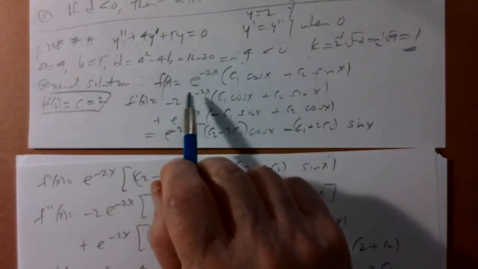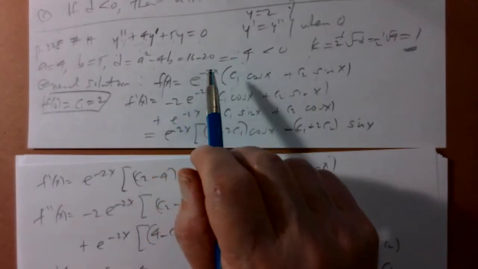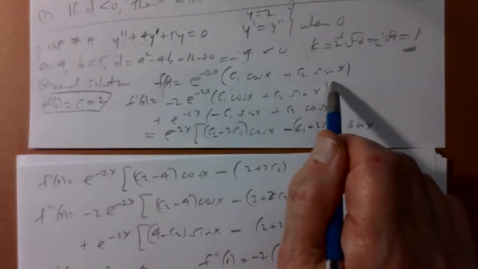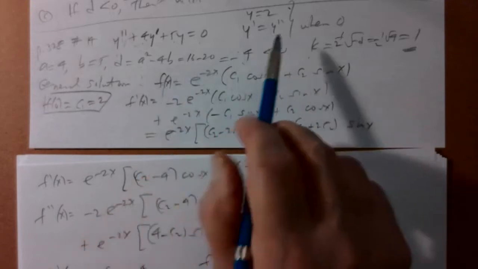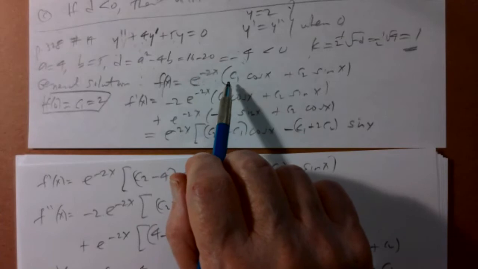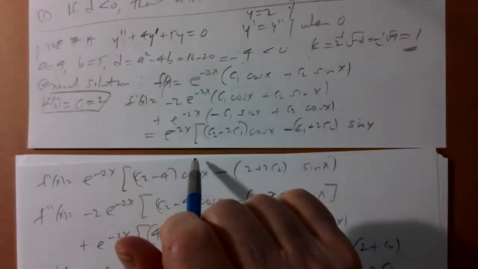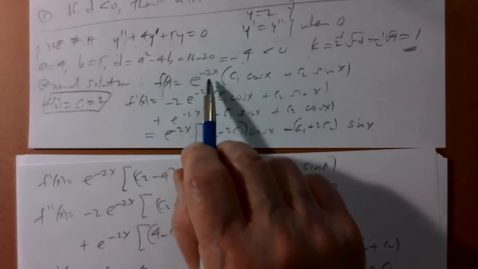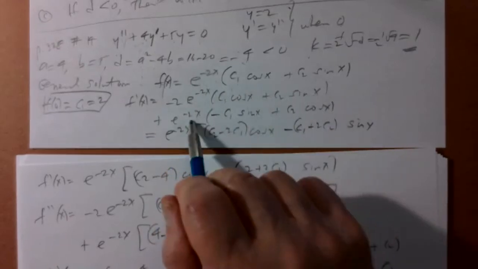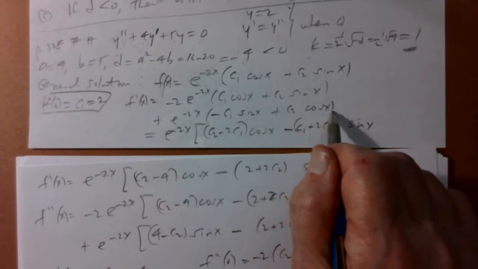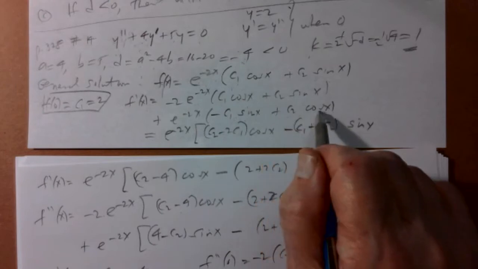So k is 1. So the general solution is f of x is e to the minus 2x, A over 2 is minus 2, C1 cosine x plus C2 sine x. And we're told that f of 0 is 2. When you plug in x equals 0, you get 1 times C1 equals 2. C1 is equal to 2. Okay, then f prime equals f double prime. So if we differentiate this, we get minus 2e to the minus 2x times this, plus e to the minus 2x times minus C1 sine x plus C2 cosine x.